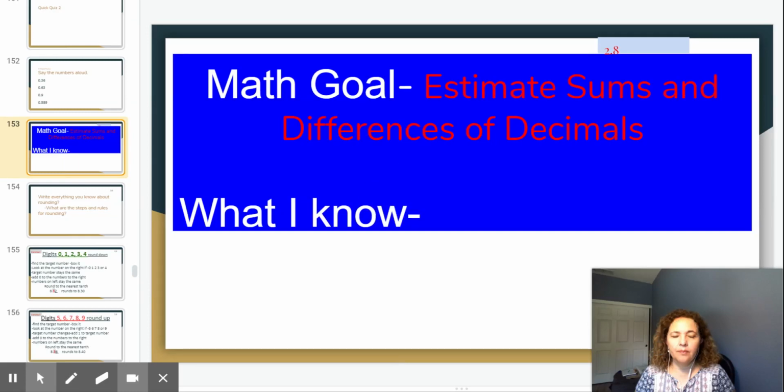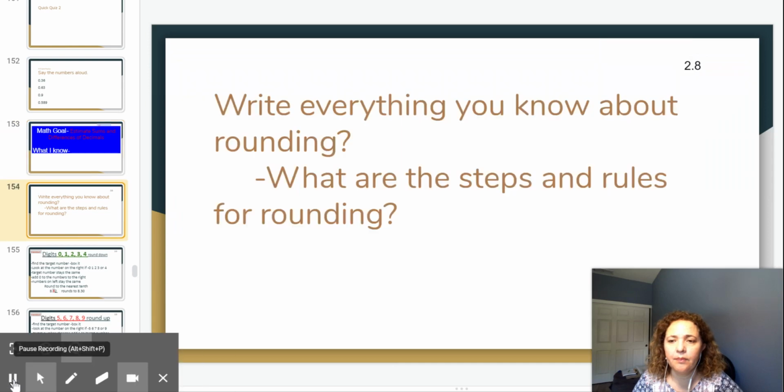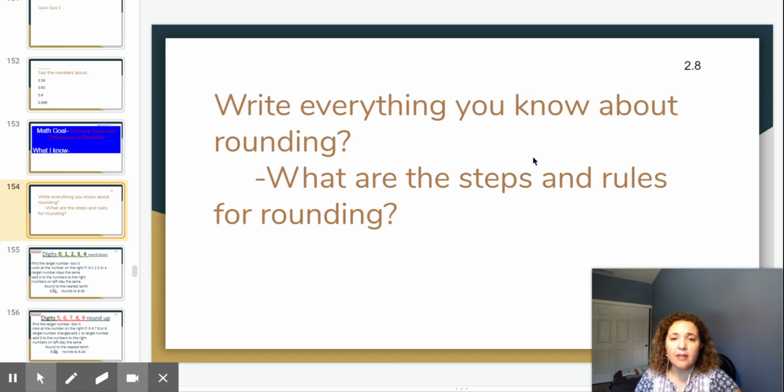All right, so please write down in your math notebook. Today, our math goal is to estimate sums and differences of decimals. Write down anything you know about estimation in your math notebook. All right, so hopefully you wrote down the rules for rounding, because estimation is the same thing as rounding, okay?